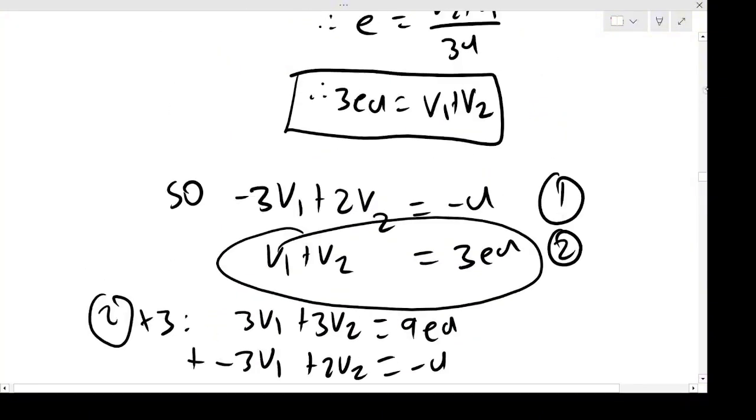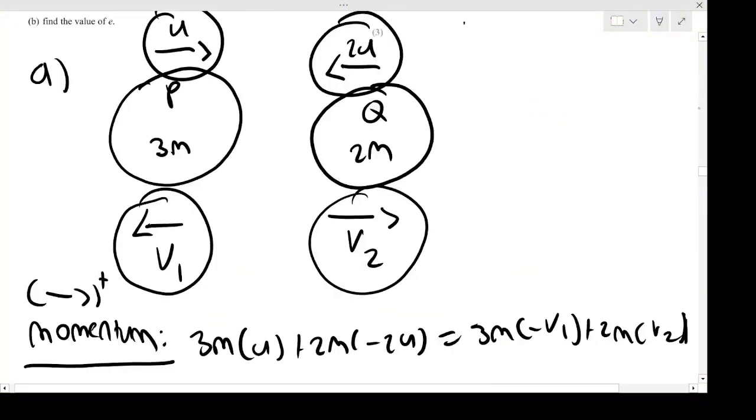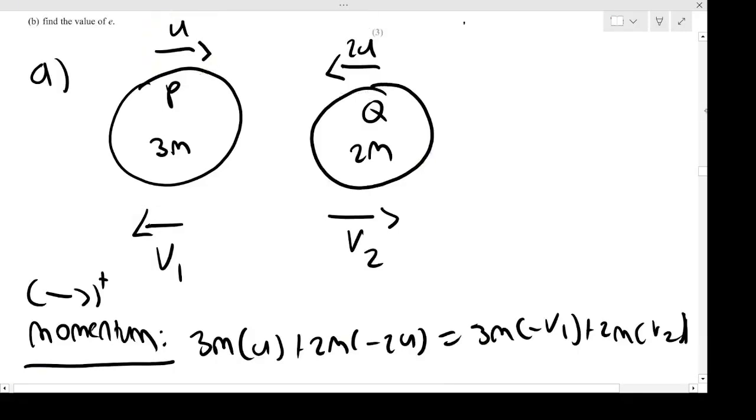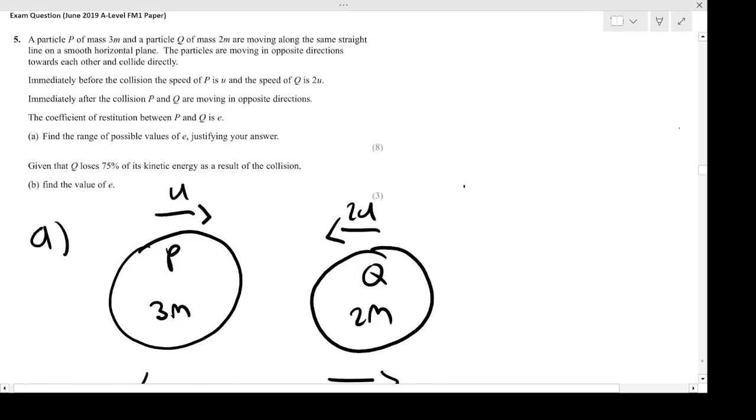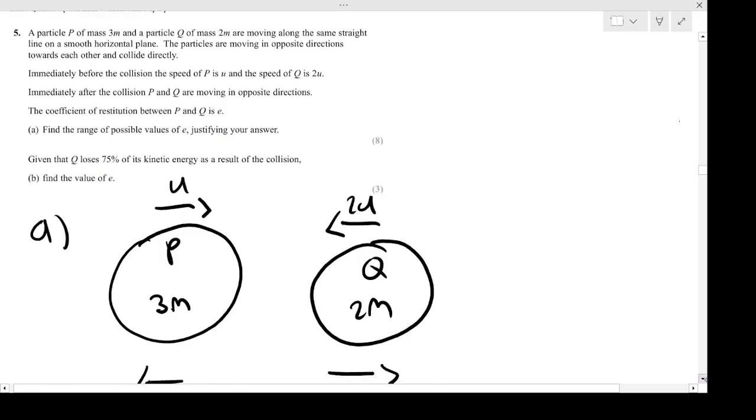So how does this help with the question at hand? Now, the question was asking for the range of possible values of E. That is obviously not just going to say E between 0 and 1. You're not going to get that for 8 marks. We need to tighten this inequality. We need to be a bit better than just between 0 and 1. So what we're going to need to do is look at our speeds. It's the only thing we can look at here.